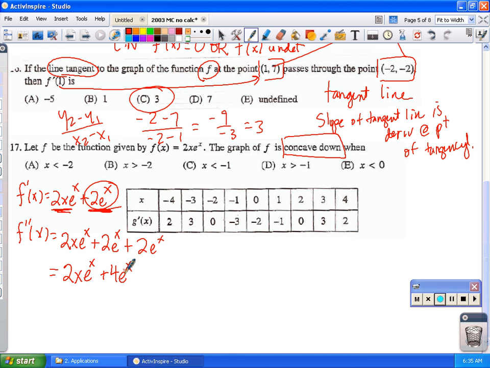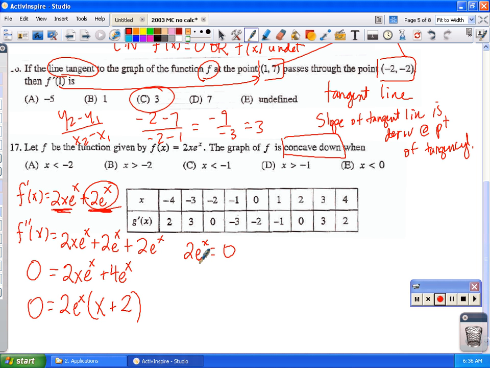All right, now I need to set the second derivative equal to 0. So to get my possible points of inflection, I'm going to factor out 2e to the x, which leaves me with x plus 2. I'm going to set each factor equal to 0, but remember, I cannot raise e to any power and get 0.